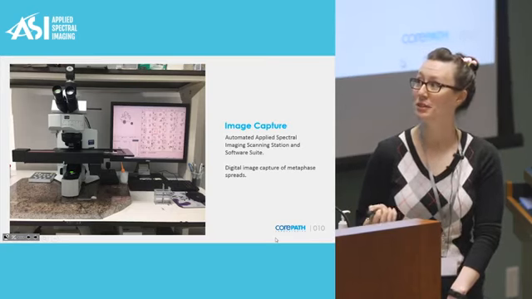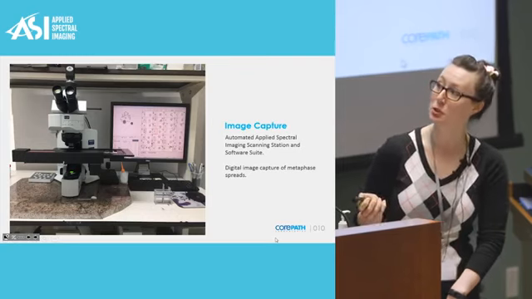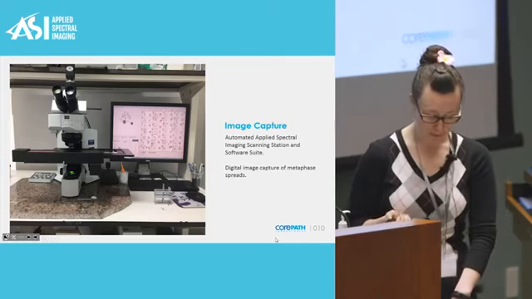So this is our scanner in action. It's actually picking stuff up for us. And since there's 2 images there, it's doing the 100x capture.